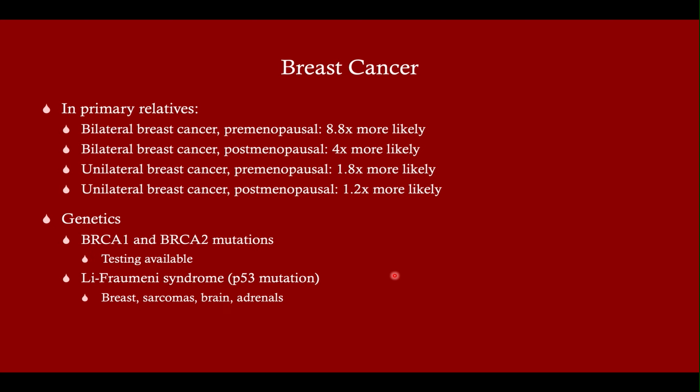Now, if you have a primary relative with breast cancer, your risk goes up. But notice here that the risk is higher if the breast cancer was bilateral, and the risk is higher if the relative developed it premenopausally.